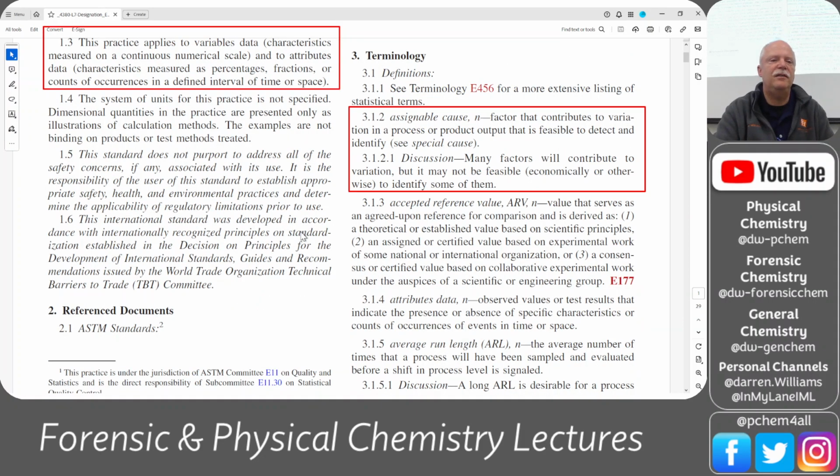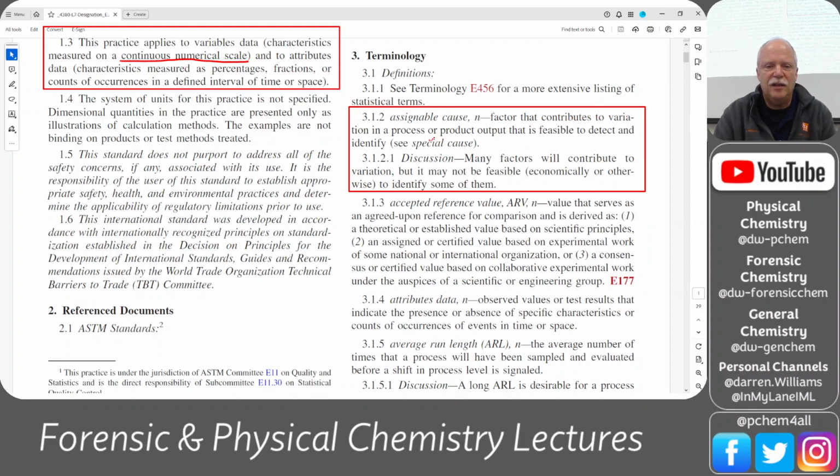Now, this applies to variable data that is continuous numerical scale. So remember I talked about you can't really use gas prices or difference in gas prices because it really doesn't show up to be continuous because it's rounded to the penny or to the tenth of a penny, and it doesn't change very often. And so we're really focused on continuous numerical data.